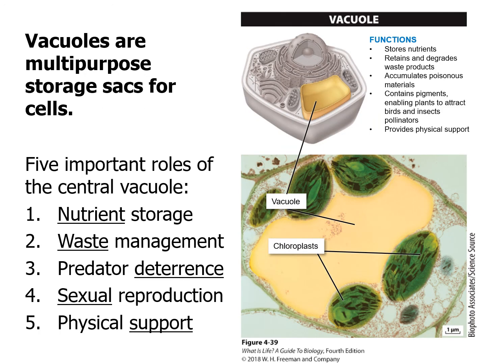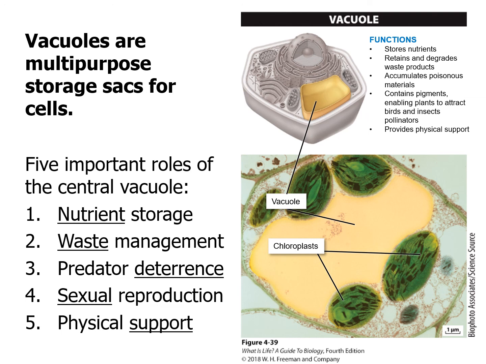On to vacuoles. They are multi-purpose storage sacs for plant cells. There are 5 important roles of the central vacuole. The first is nutrient storage. The vacuole is going to store hundreds of dissolved substances, including amino acids, sugars, and ions. The second function is waste management. The vacuole is going to retain waste products and degrade them with digestive enzymes, not dissimilar to the lysosome.